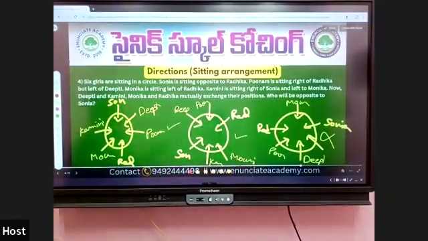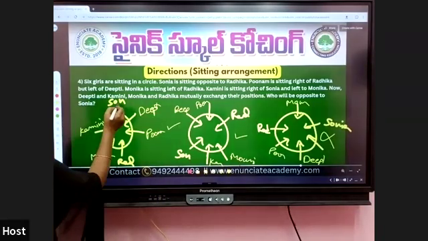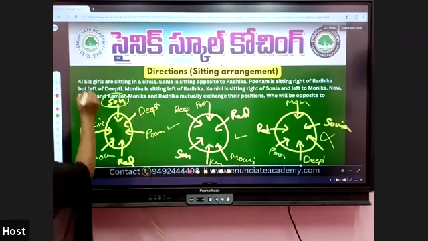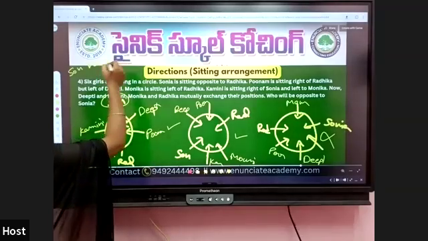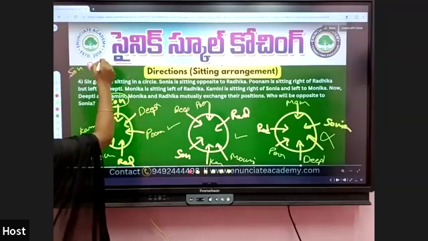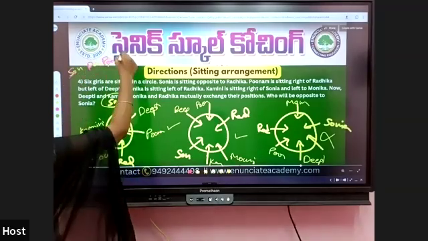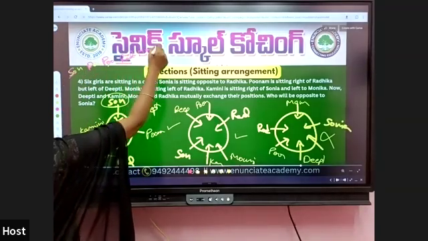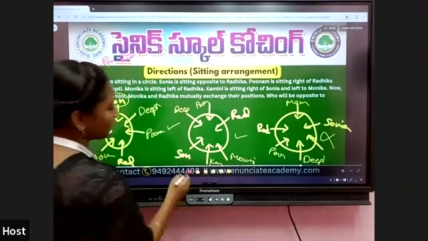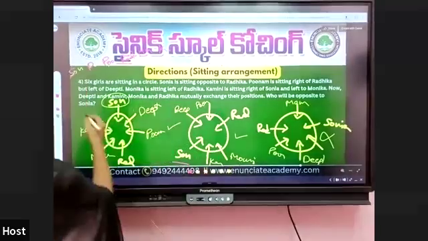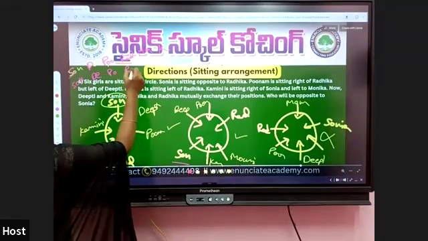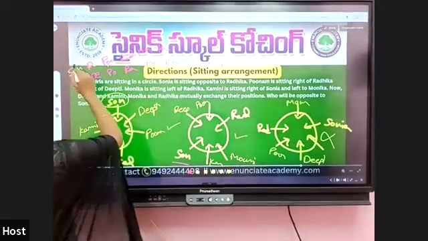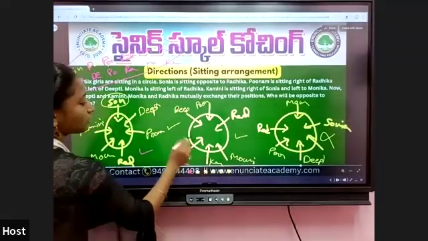How to know these two diagrams are correct? First observe that here Sonia is there. From Sonia, take the clockwise: Sonia, Deepti, Poonam, Radhika, Maunika, Kamini. Okay, here where is Sonia? Here also clockwise you should know. Sonia, next Deepti, Poonam, Radhika, Maunika, Kamini. So these all are the same. So these two diagrams are also correct.